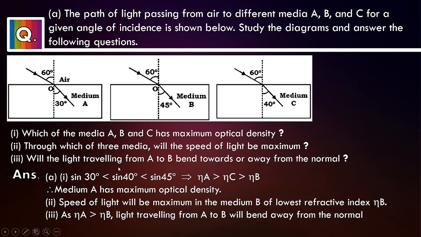Another one: will the light traveling from A to B bend toward or away from the normal? So here we say the refractive index of A is greater than the refractive index of B. So light traveling from A to B will bend away from the normal.